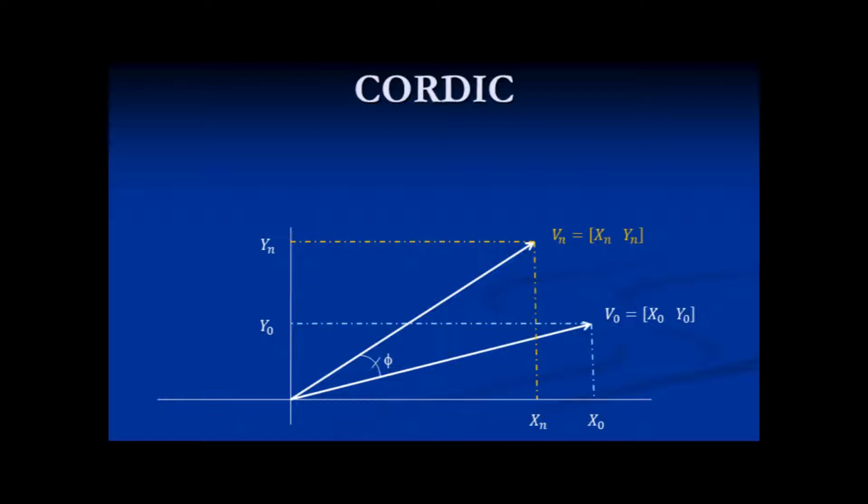So how do we calculate x sub n and y sub n based on the input vector and the rotation angle phi? The new x sub n and y sub n are x sub n equals x sub 0 cosine of phi minus y sub 0 sine of phi, and y sub n equals y sub 0 cosine of phi plus x sub 0 sine of phi.